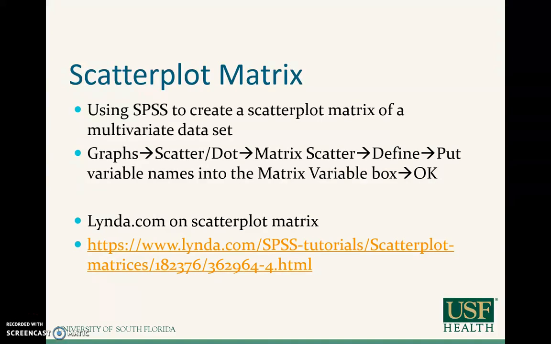To generate the scatter plot matrix in SPSS, use Graphs, Scatter, and then select Matrix Scatter and Define. Put the variable names into the Matrix Variables box and click OK. Also, lynda.com has a pretty nice video on scatter plot matrices that you can view.